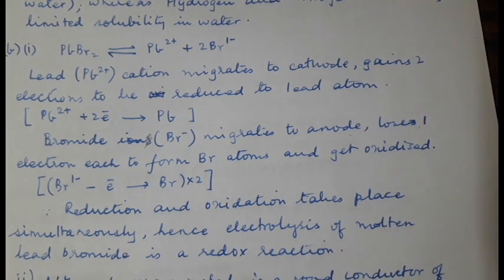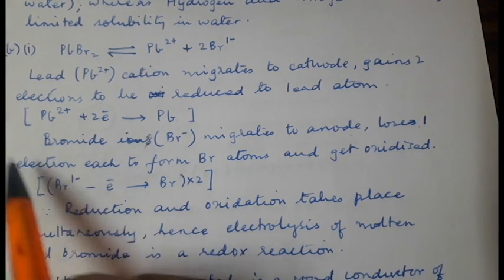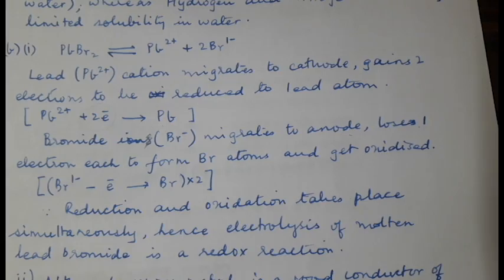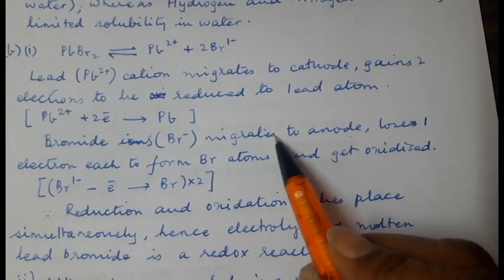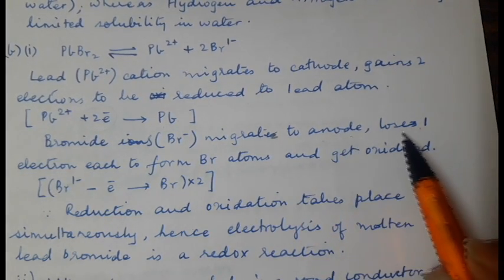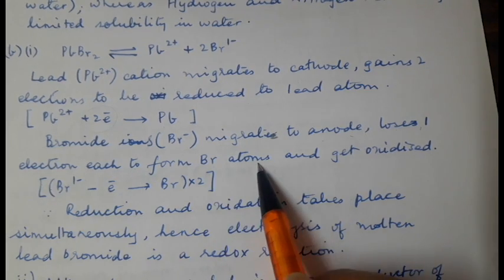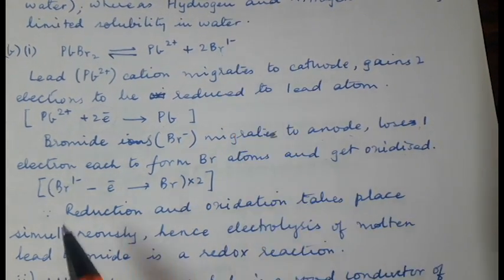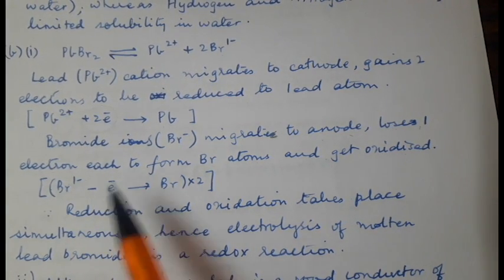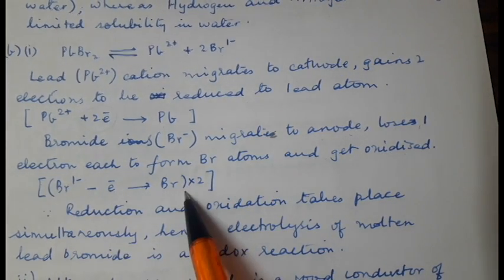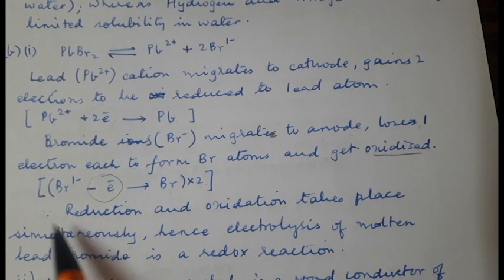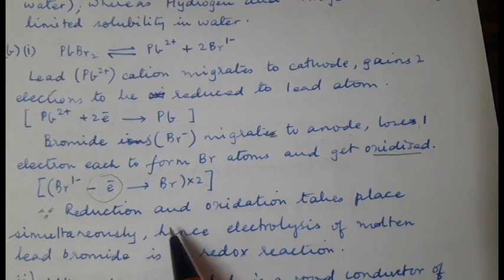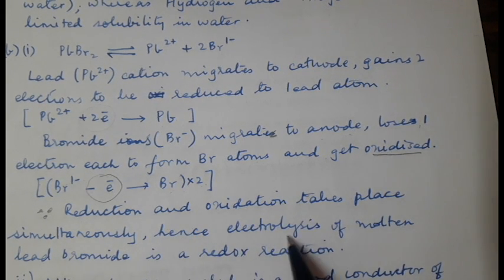Okay, so the ions will migrate. I'll just come back to this. So bromide ions, Br-, migrate to the anode. They lose 1 electron each to form bromine atoms and they get oxidized. Now looking at this, we should be able to think of this. So Br- minus 1 electron gives you Br, and there are 2 Br, so you multiply this whole thing by 2, that will give you Br2, but loss of electron means it is oxidized. So we say since reduction and oxidation take place simultaneously, hence electrolysis of molten lead bromide is a redox reaction.